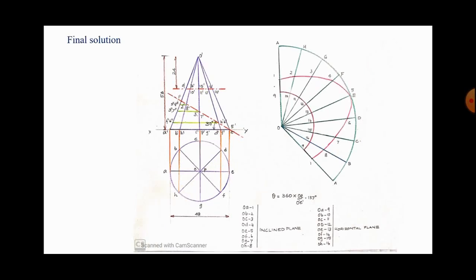And now in the final figure, you just join. Since it is a cone, you have to join with the free hand. Don't use the scales to join the cutting points. You have to join it with the free hand. So the portion which is drawn in red is the development of the portion asked for in the question.